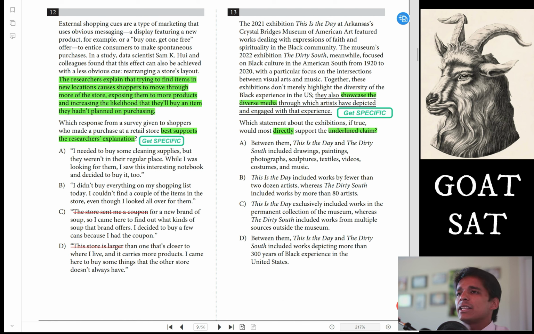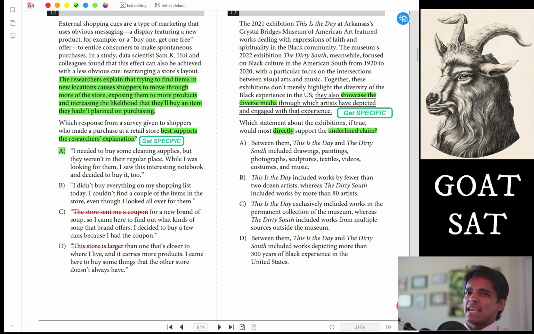"I didn't buy everything. I couldn't find a couple of items." That sounds like it almost might be true, but it doesn't talk about buying an item and exposing more products. If you look at A, it fulfills all of those. And just by default, we're mostly left with A anyway. Everything else just doesn't seem to fit. And it has to fit. It has to be exact.